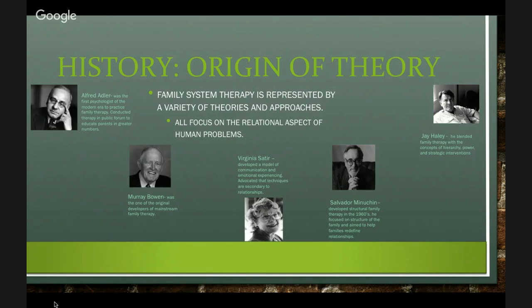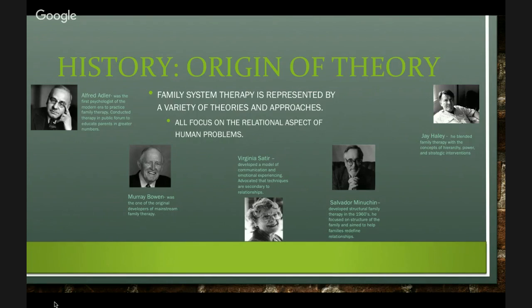Murray Bowen made a great contribution to family therapy. He was one of the original developers of mainstream therapy. Virginia Satir developed a model of communication and emotional experiencing. She advocated that techniques are secondary to the relationship, and that is very crucial in family therapy. It's not just about the techniques, but about the relationship that the therapist has with these families.